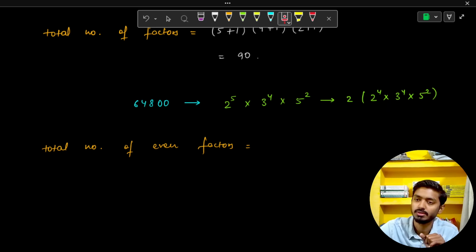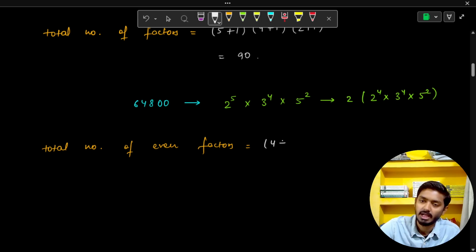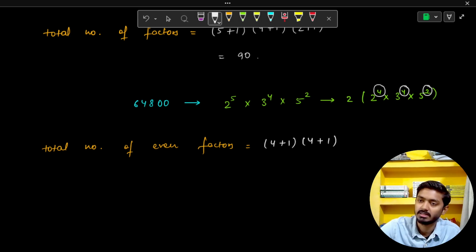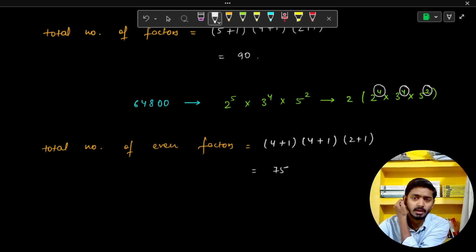Now we'll use the same logic for this section. Let us multiply all the exponents by increasing them by 1. Add 1 to 4, again add 1 to 4 and add 1 to 2. That would be 25, 3s are 75. Simple as that.